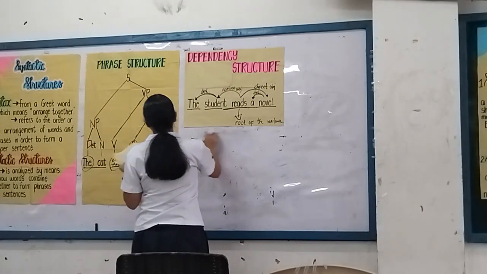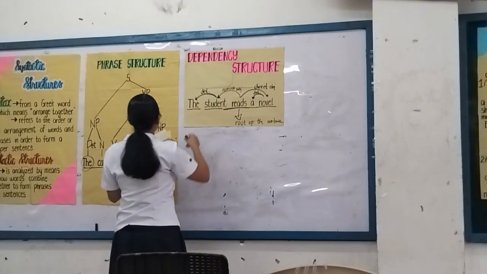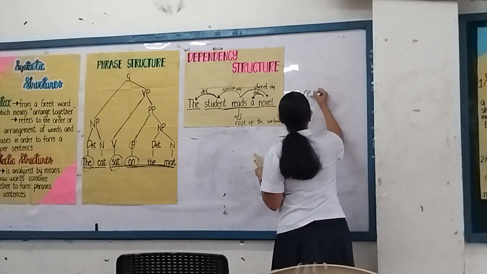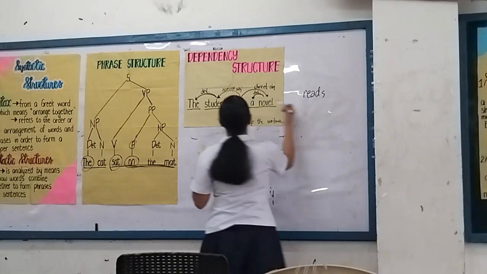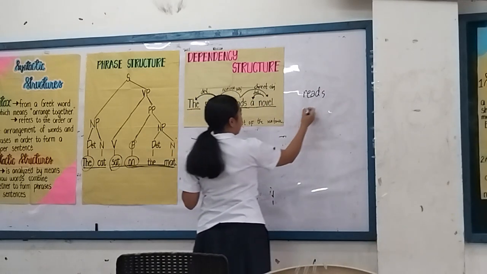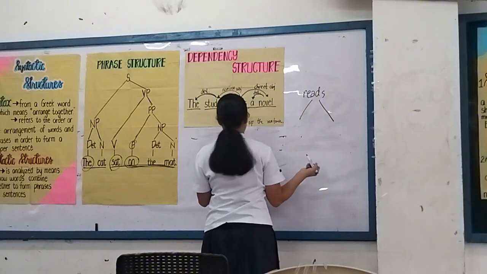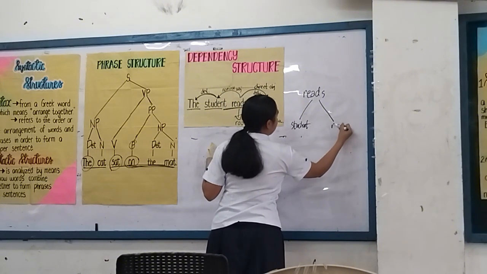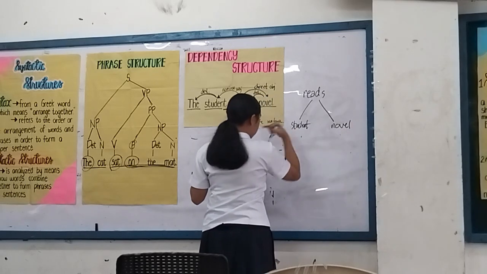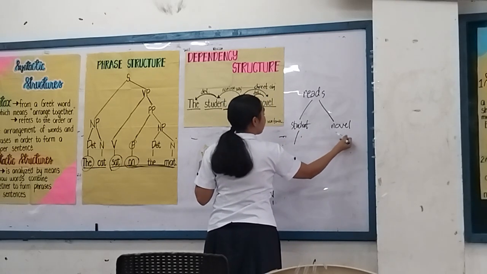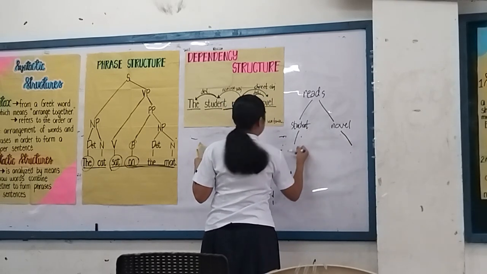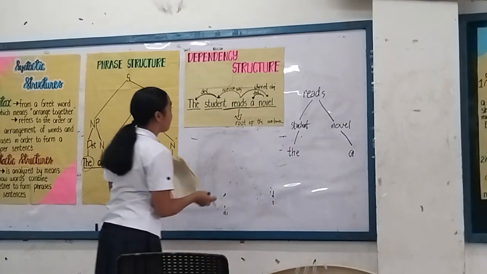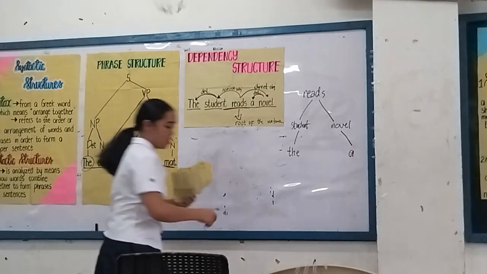So if ever the type is a dependency structure, you just draw arrows. "Read" is the root of the sentence. So what depends on "read"? The student and then the novel. And what depends on "student" and "novel" are the determiners. Yes? So that's our discussion of the dependency structure.